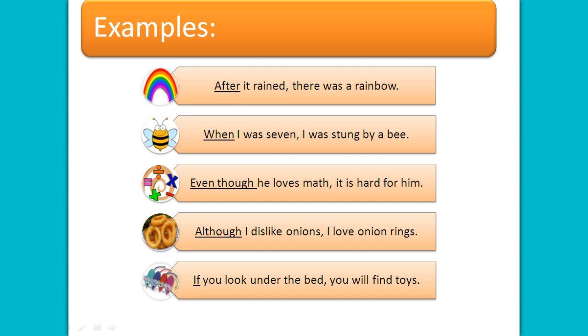Let's look at our third example. Even though he loves math, it is hard for him. Please keep in mind that a dependent clause can actually be longer than the independent clause in a sentence. Although I dislike onions, I love onion rings. If you look under the bed, you will find toys. In all of these examples, it's the subordinating conjunction at the beginning of the dependent clause that makes it a dependent clause. Without it, you would have two independent clauses.